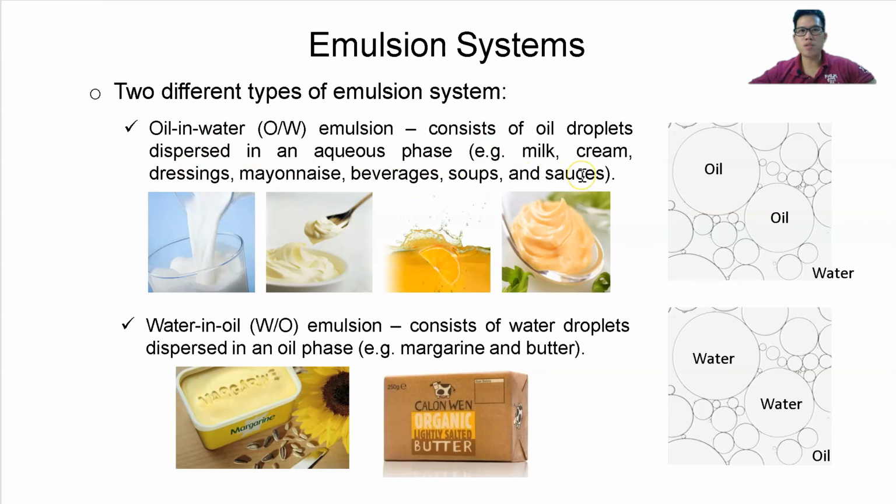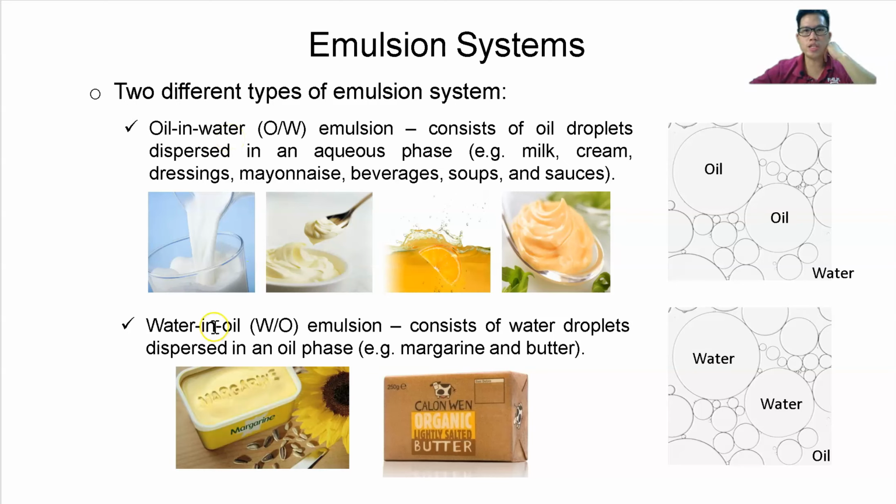For example milk, cream, dressing, mayonnaise, beverages, soups, and sauces are all considered oil in water emulsions. If you look at the system, they have a lot of small oil droplets. The droplets can be of different sizes. All these are oil droplets, and the dispersing medium is water. All these oil droplets are suspended in the water. That's why it's called oil in water emulsions.